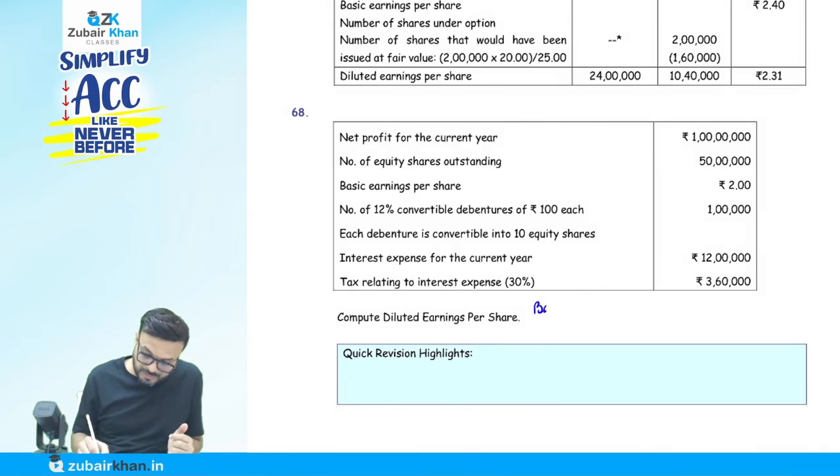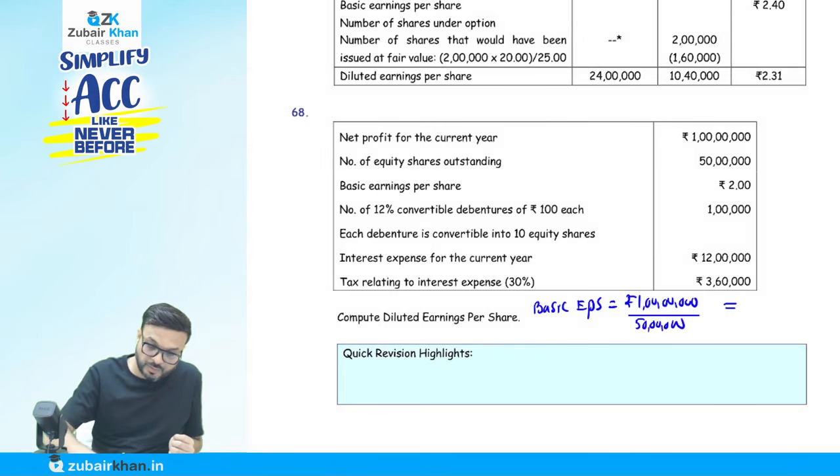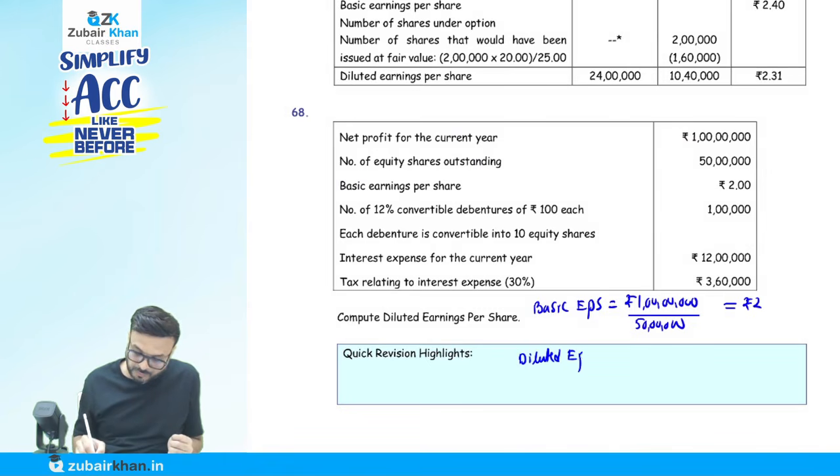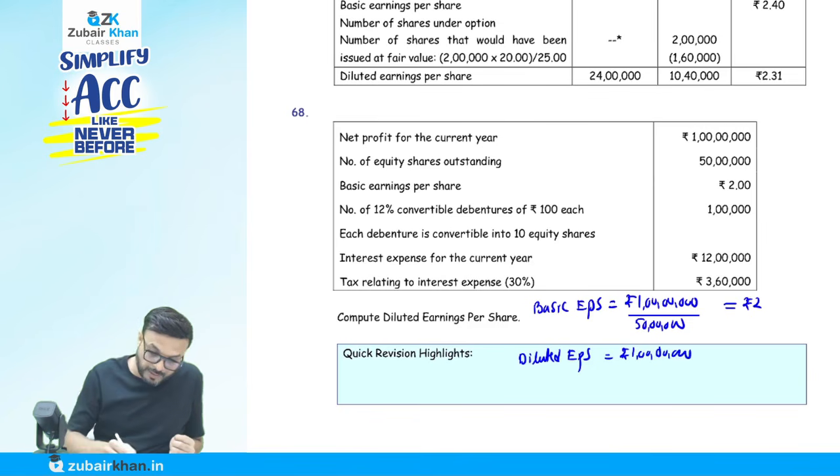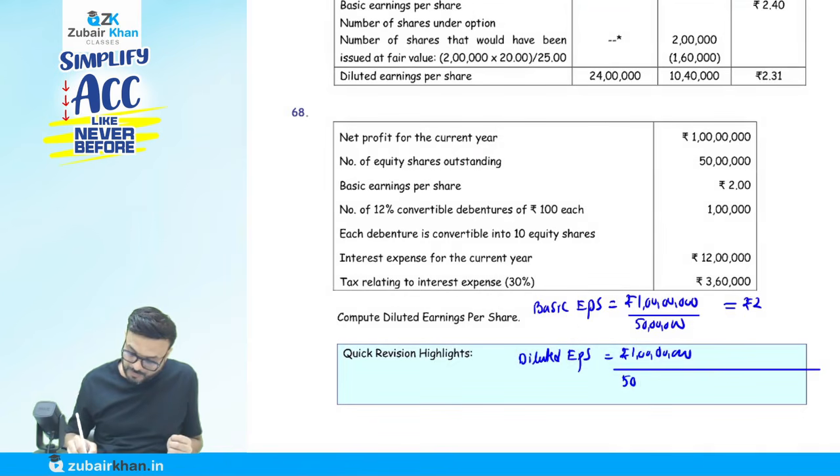If I calculate basic EPS, that is 1 crore divided by 50 lakh shares. That is going to come to 2. So basic EPS is coming to 2. Now when I talk about the diluted EPS, how much profit do we consider there? 1 crore, sorry. And how many shares? 50 lakh.